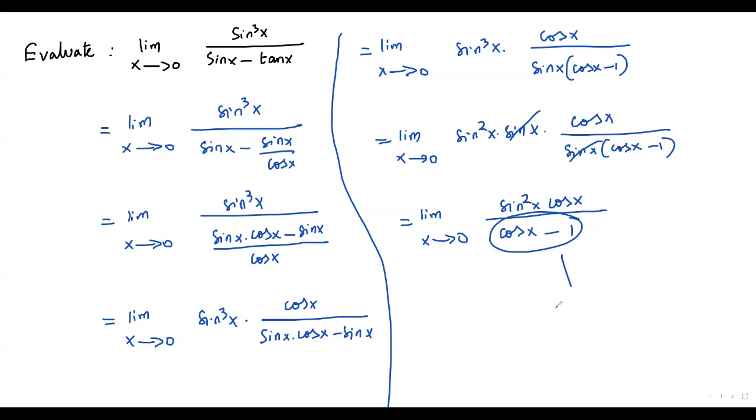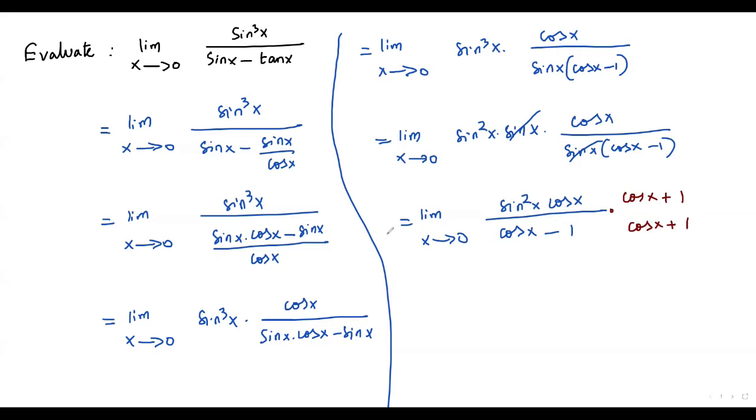In the denominator, already we have cosine x minus 1. If I want to get the conjugate of this one, I just have to change the sign in the middle. Already we have negative, so if I change this one to positive, then I'll be getting cosine x plus 1. That is the conjugate. So now I have to multiply both the numerator and denominator by the conjugate, that is cosine x plus 1. Here the cosine x plus 1.